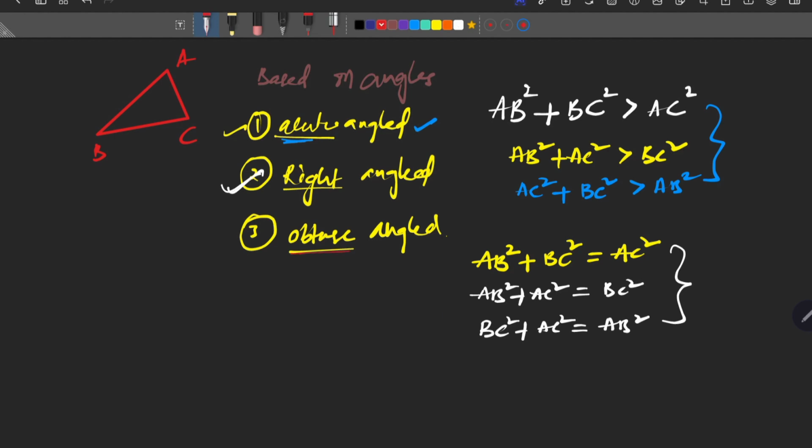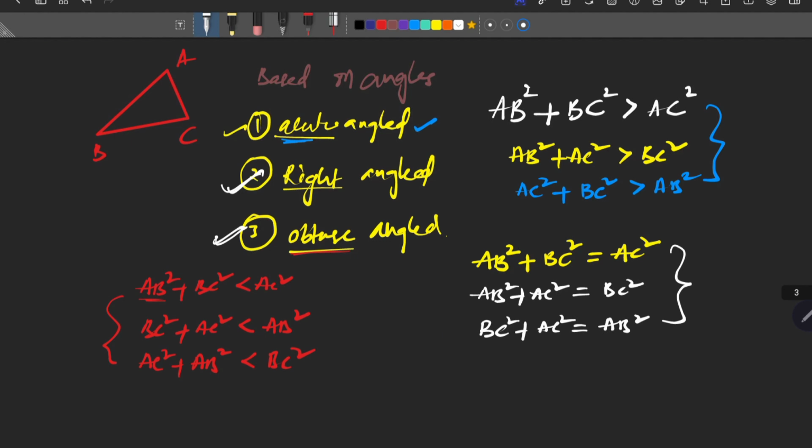And how do we identify an obtuse angle triangle? In this case, the sum of squares of any two sides is less than the third side's square. That means AB square plus BC square is less than AC square, otherwise BC square plus AC square is less than AB square, and the third possibility is AC square plus AB square is less than BC square. If any one of these is possible, that type of triangle is an obtuse angle triangle.